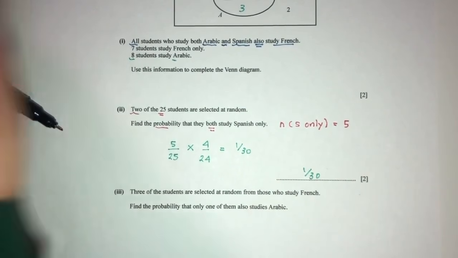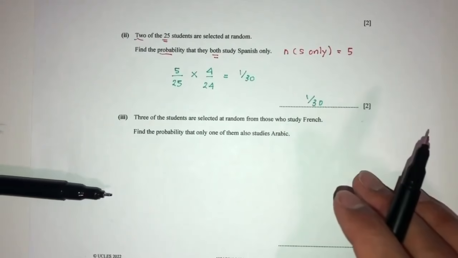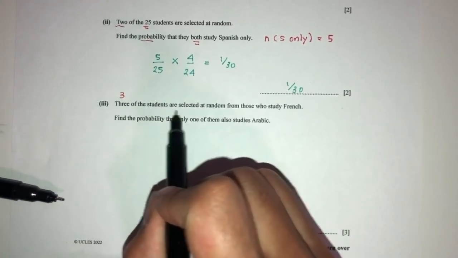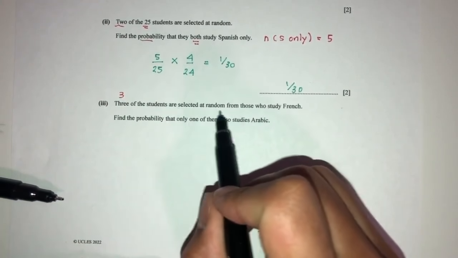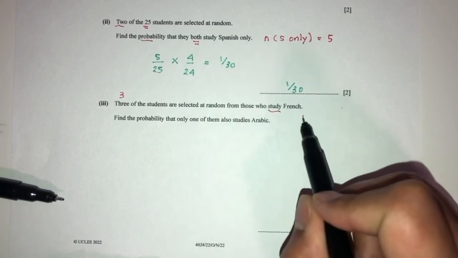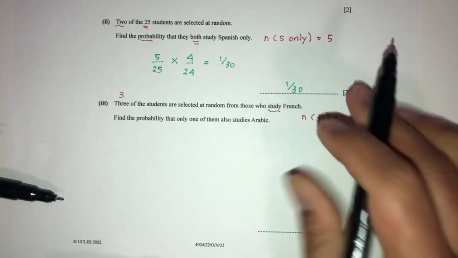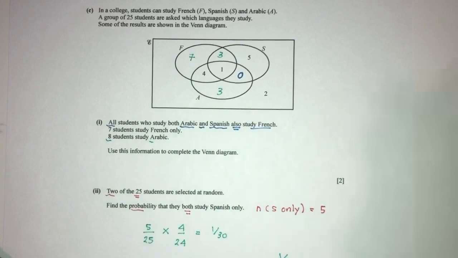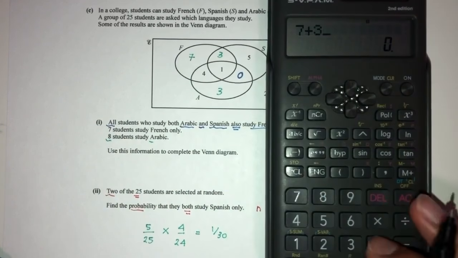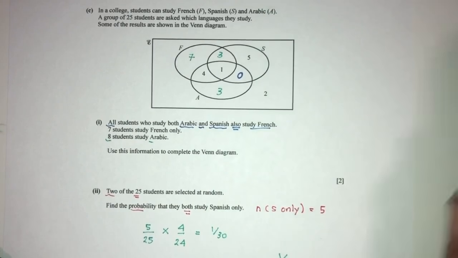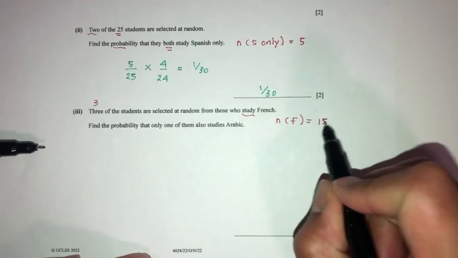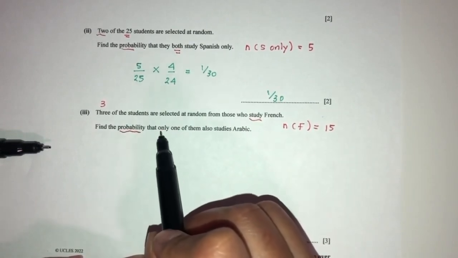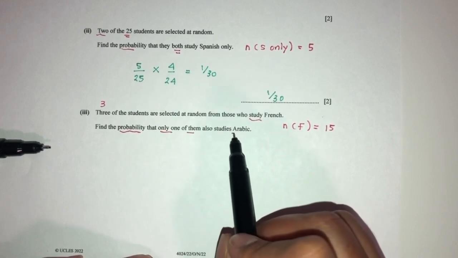That will be part 2, now part 3. Let's see what we have. 3 of the students are selected at random as well, from those who study French. What is the number who study French? According to my graph, French is 7 plus 3 plus 1 plus 4. That should be 15, but let's check. Yeah, that is 15. So French will be 15. Now we have to find the chance that only one of them also studies Arabic.